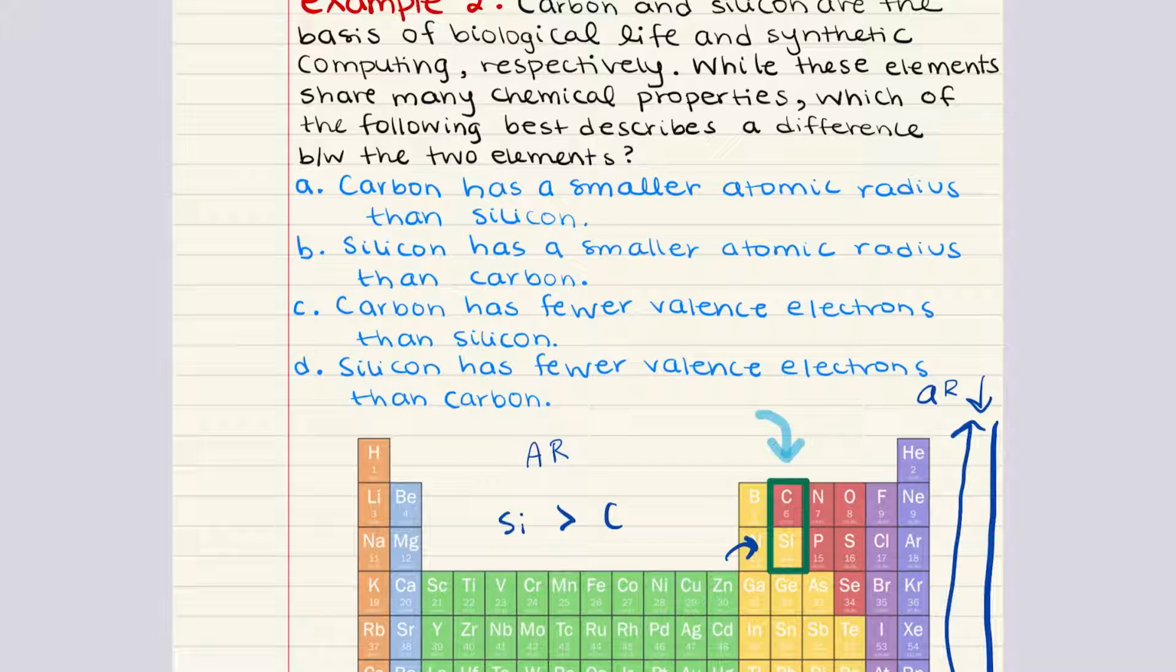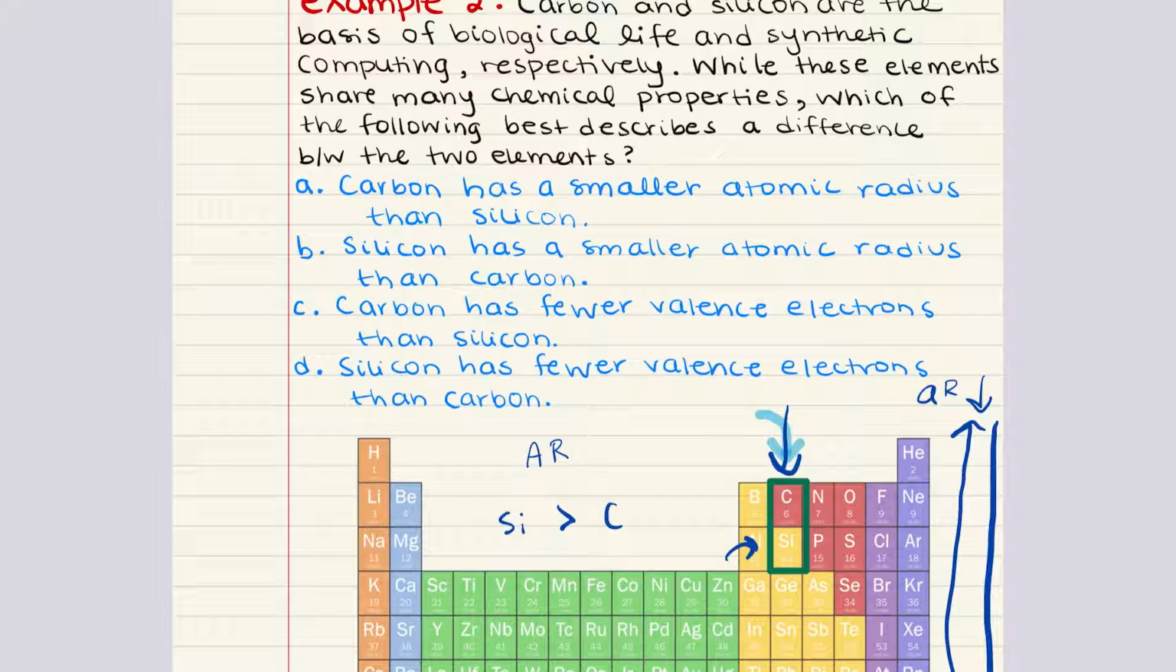Now, option B says silicon has a smaller atomic radius than carbon. This is incorrect for the reasons that we just explained. It will have more electron shells, so it will actually have a larger atomic radius than carbon. Option C says carbon has fewer valence electrons than silicon. Now, this is incorrect because both elements have 4 valence electrons. They're in the same group, group 14, which means that they share the same number of valence electrons. Both elements have 4 valence electrons.